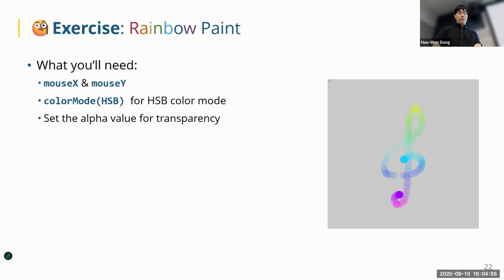What you need is the alpha value for transparency, so you can get the transparent effect. Cool. And you want to use mouseX and mouseY to get where the circle is. And so you want to use color mode HSV. What's going on here is that mouseY will determine the hue of the color.